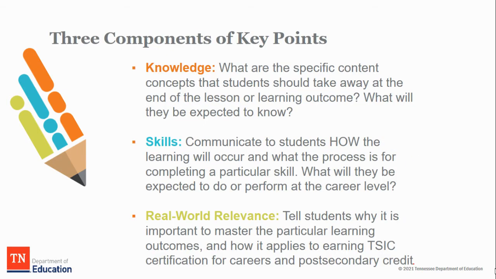So there are 3 components of key points. The first component is knowledge. What are the specific concepts that your students should take away at the end of the lesson or learning outcome? What are they going to be expected to know? Maybe at the end of the lesson, at the end of the unit, however you want to design your course. The second component is skills. Communicate to students how the learning will occur and what the process is for completing a particular skill. What will they be expected to do or perform at the career level?